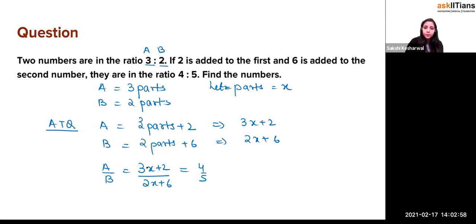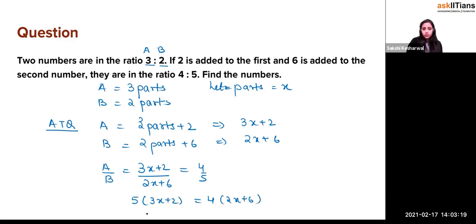So we say that now, as I have taught you in the little bit of the algebra also. What you have to do, as this 5 is in the denominator, it will go into the multiplication over here. So we'll be writing 5 into 3x plus 2 is equal to 4 into 2x plus 6, right? Now, using the distributive property, it will be what?